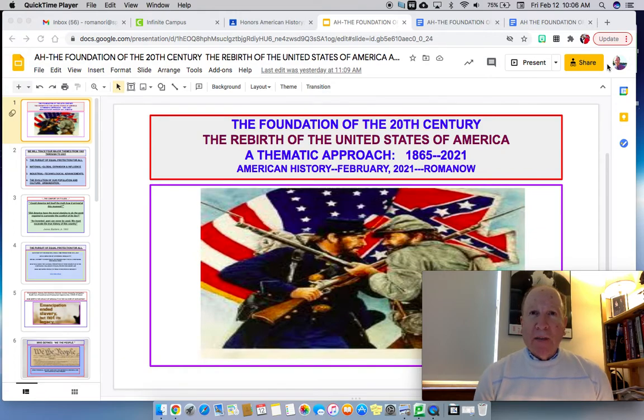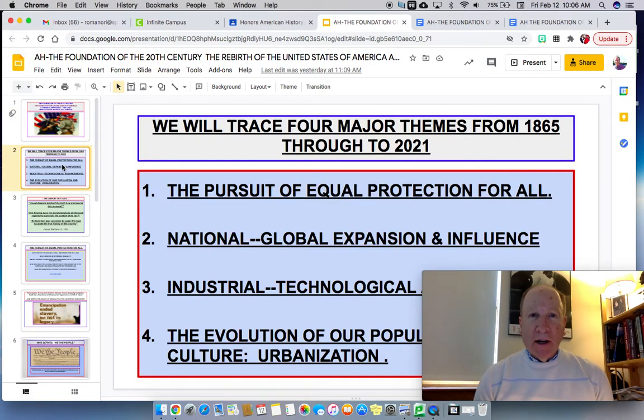As I mentioned in class, we're going to use four threads, one being equal protection, the other one being national and global expansion, followed by the industrial technological revolution, and the fourth is our changing of our culture and demographics of our country.